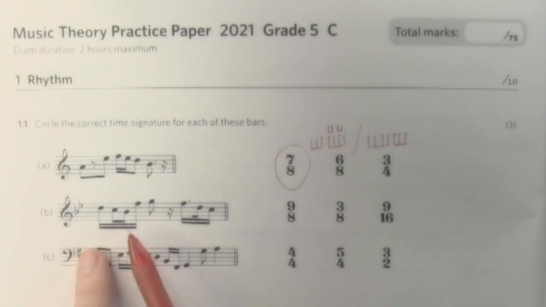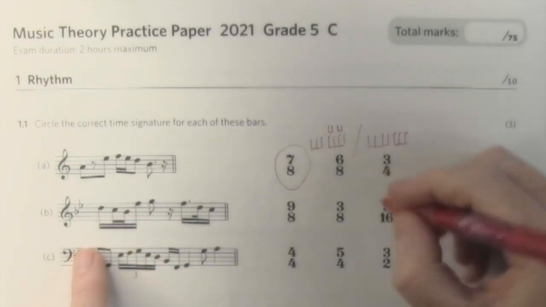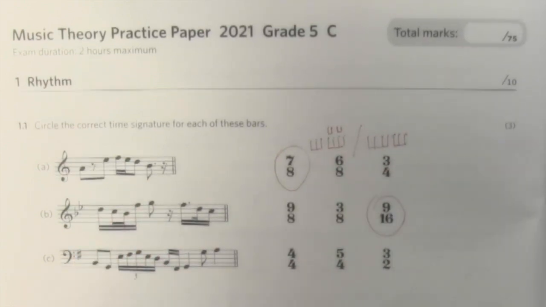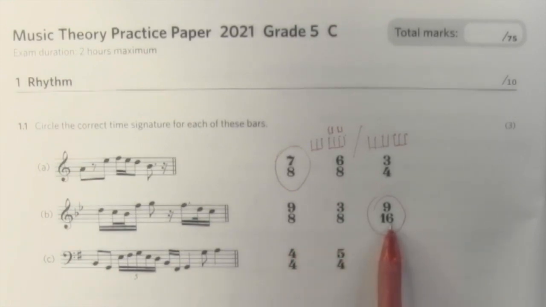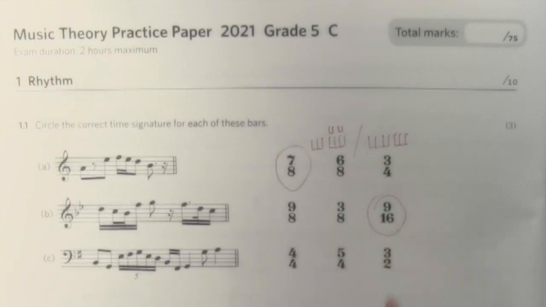1, 2, and 3 what? Semiquavers. 1, 2, and 3 semiquavers. So we are thinking in semiquavers here. We can't think in quavers. Look at here. 1 quaver, 1 semiquaver. It doesn't make any sense. The answer is 9/16. You can count them, but in this case, it's the only option in which we have a counting value of 4 semiquavers.